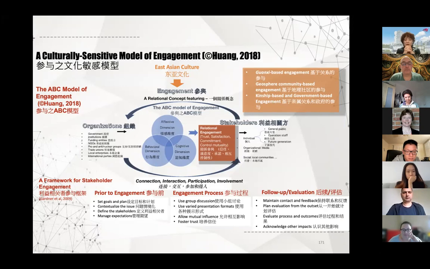So when I saw the ABC model of engagement developed by Johnson and Taylor, I really found it exciting because I think they are very good foundations for us to understand the different dimensions of engagement in terms of cognitive, affective, and behavior. And then when I applied this model again to the Chinese societies, I've been thinking if there is any particular thing that can make this model more effective.